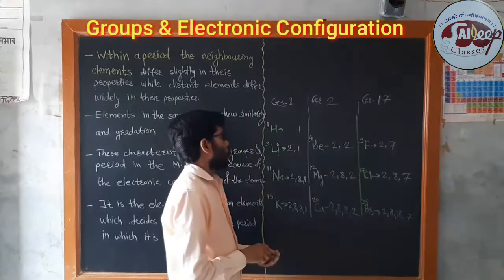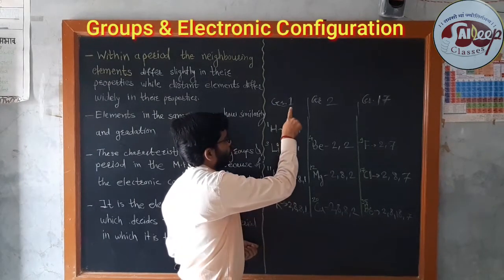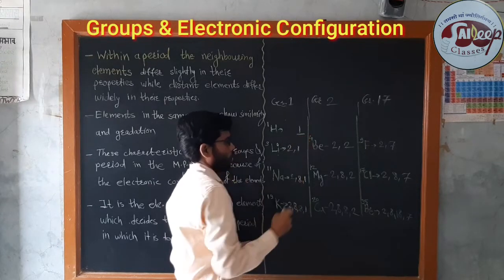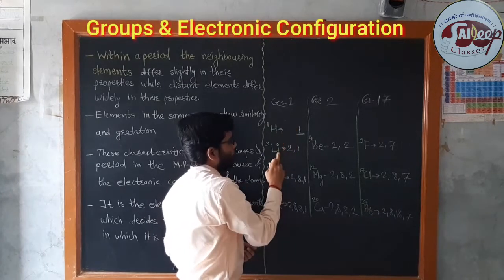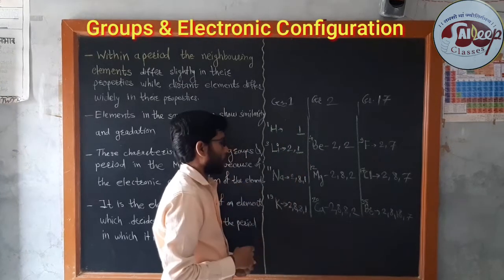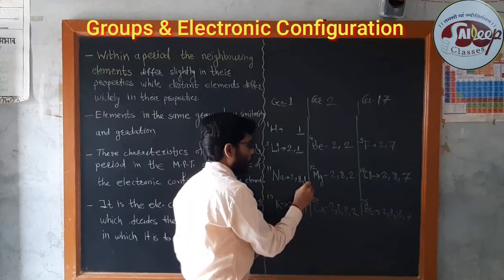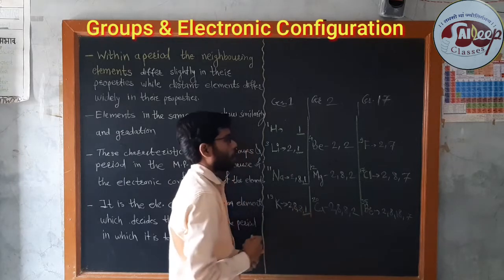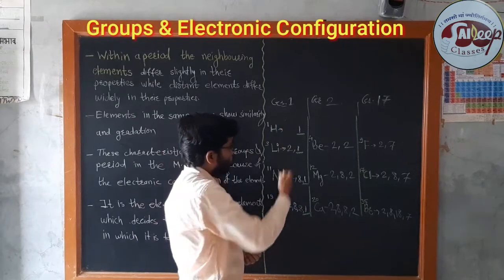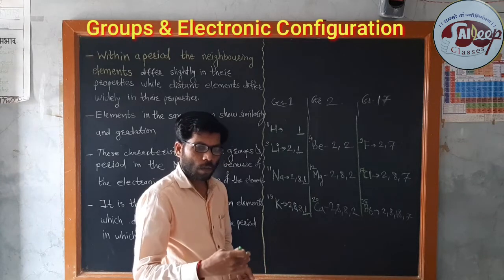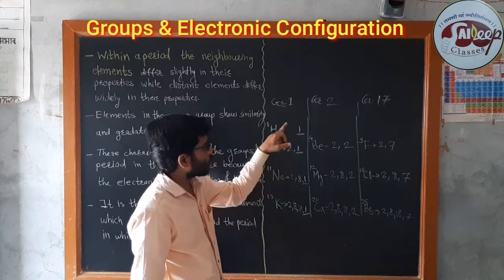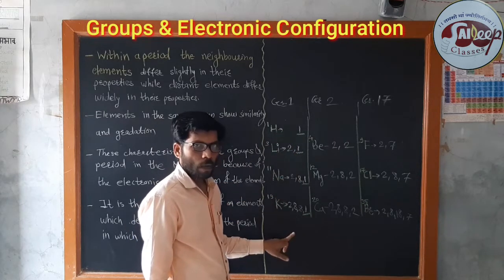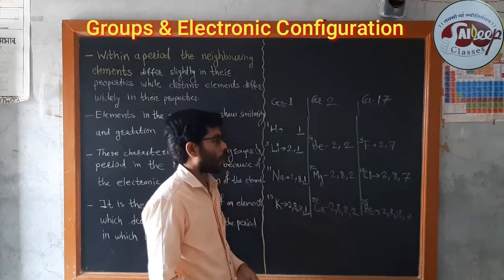Now, we see group first, outermost shell. Hydrogen has 1 electron. Outermost shell of lithium has 1 electron. Outermost shell of sodium has 1 electron, and outermost shell of potassium has 1 electron. When we observe group first, the valence electron is the same. Now we take a similar example of the second group.